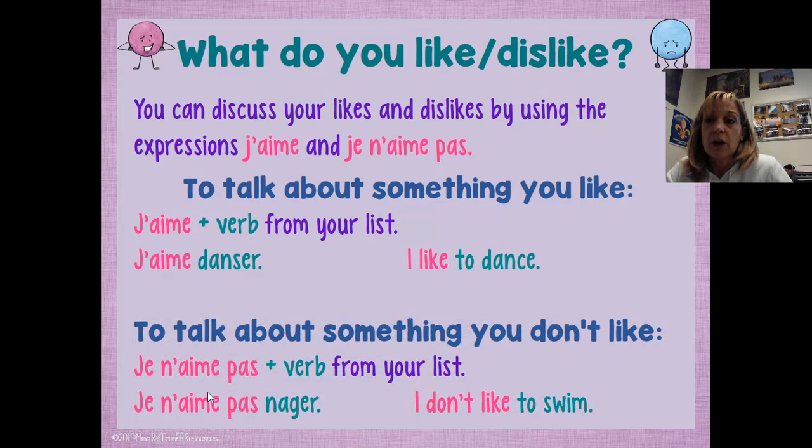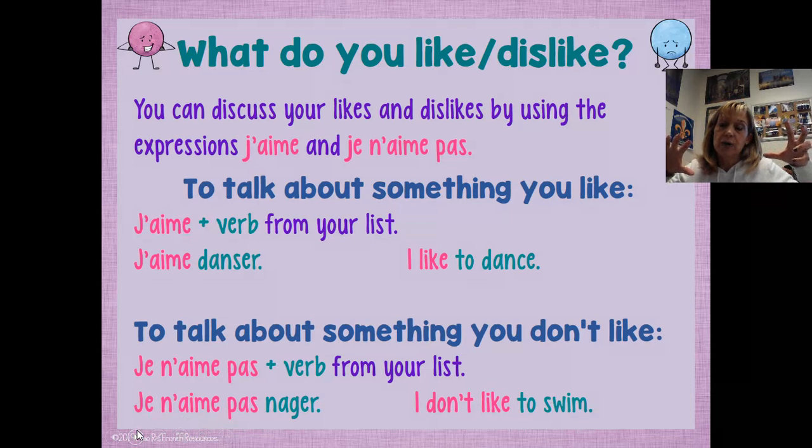And then we learn to talk about something we don't like. We have to put that ne, or n' with an apostrophe, and pas around our verb, sandwich that verb, hug that verb to make it negative. So je n'aime pas plus any verb. Je n'aime pas travailler. Je n'aime pas voyager. Je n'aime pas manger. J'adore manger, mais ça va. Je n'aime pas nager. I don't like to swim. Okay, so that's our little révision.